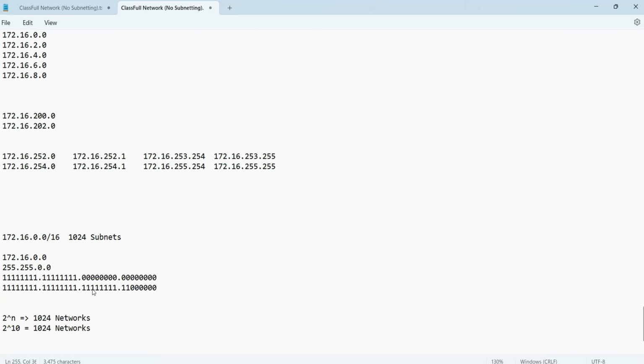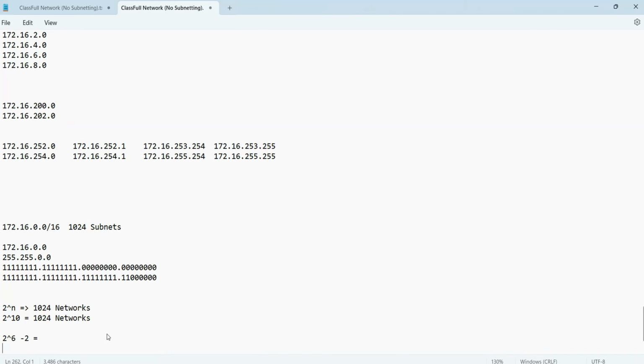And look, these are for the host. So how many bits for the host? 6 bits for the host. See this? 6 bits for the host. 2 to the power of 6 minus 2, which equals what? 64 minus 2, which equals 62, right? Hosts per network. 2 to the 6 is 64. And minus 2, which equals 62 hosts per network. That's how much I get.